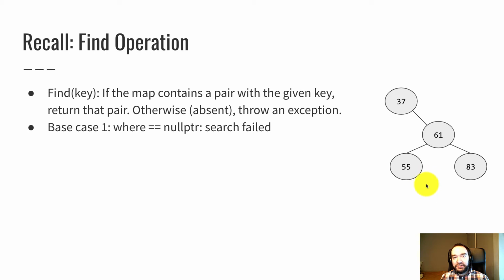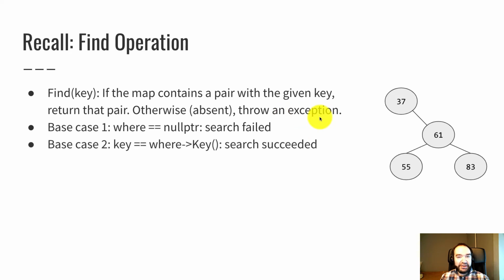And the reason that happened is because 57 does not exist anywhere. According to the binary search tree invariant, there's only one place where 57 could legally exist, to the right of 55, and there's no 57 there. So 57 can't possibly exist. So that's one base case. If our where pointer becomes null, we know the search failed. There is no such key. We're supposed to throw an exception in that situation.